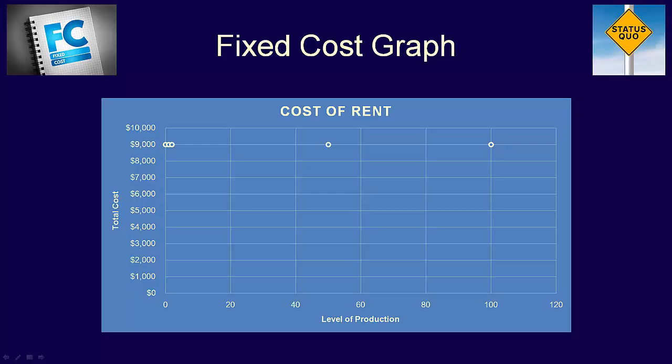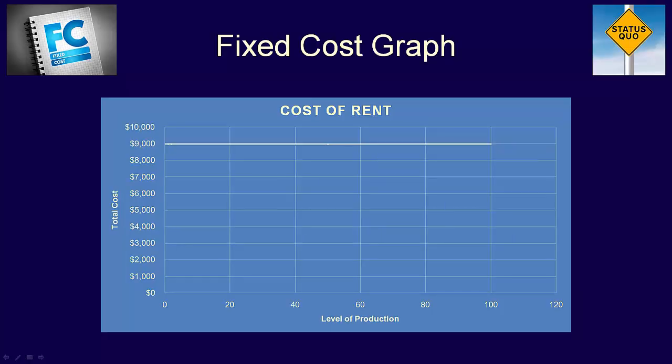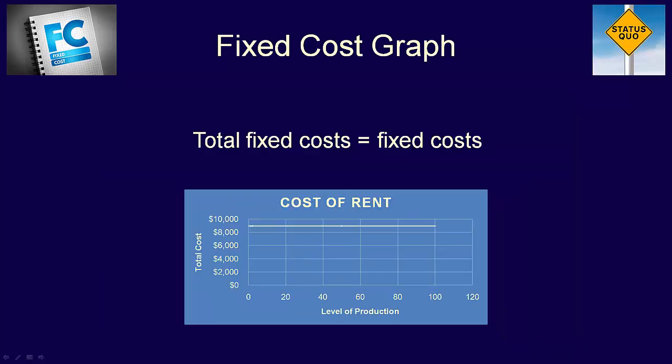You can see the dots on the graph relate to 0, 1, 2, 50, and 100 units, and we can see that no matter how many units we produce, the total cost of rent is still $9,000. If we create a line graph, we can see the graph is a straight line with the total cost intercept at $9,000. And we also have a formula for total fixed costs. Total fixed costs equal fixed costs. Why? Because fixed costs don't change with the level of activity.